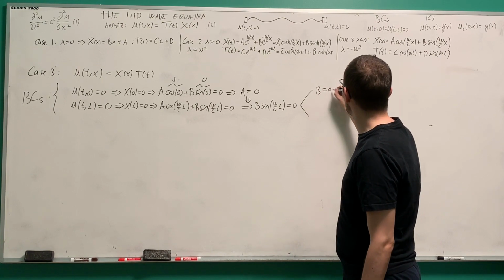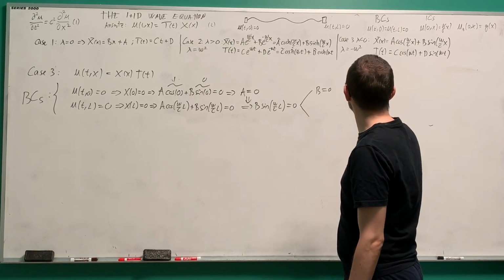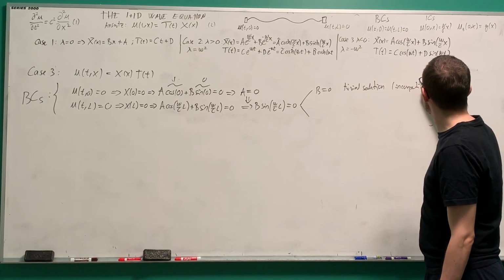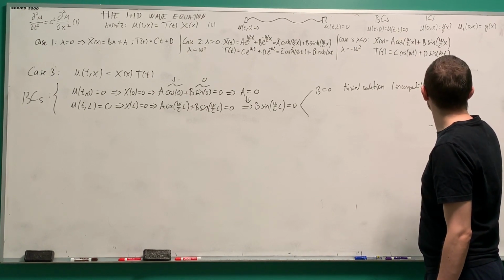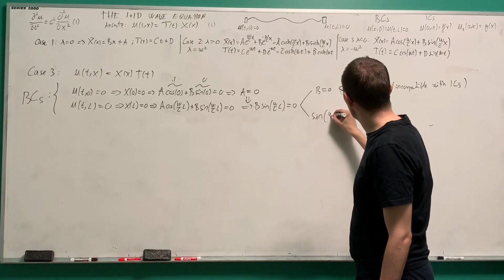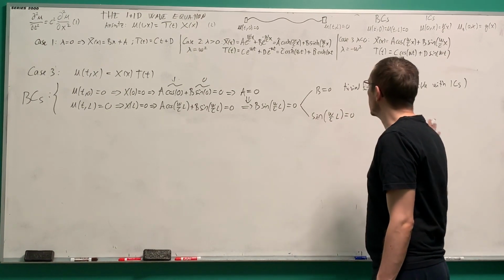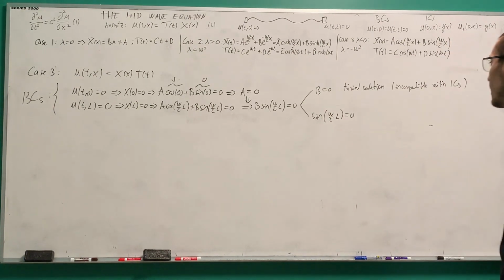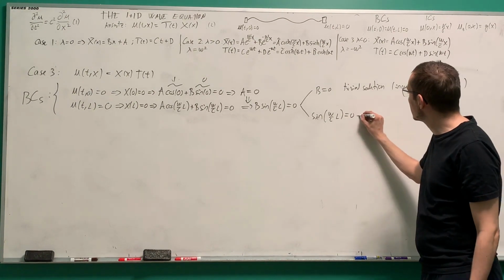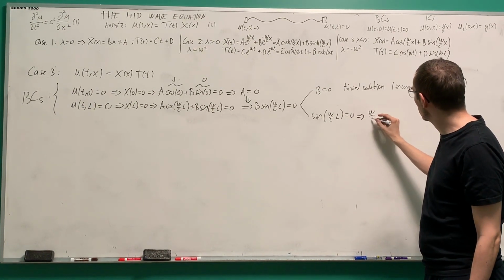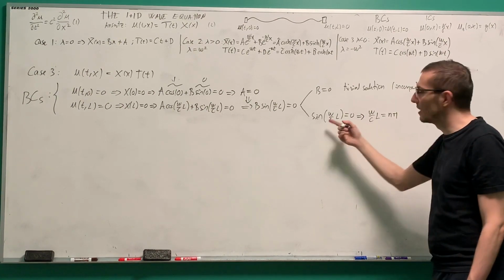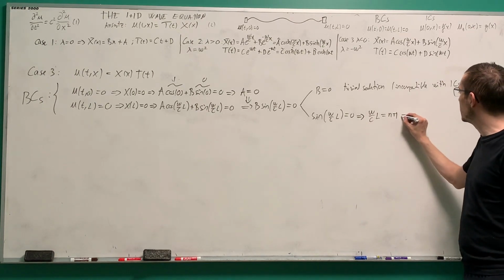It could be that B is equal to 0, but that gives me the trivial solution, which is incompatible with any non-trivial initial conditions. The other option is that the sine of omega over C L is equal to 0. And that gives me an infinite number of solutions. Remember, that allows me to compute the eigenvalues, the omegas here. This means that any values of omega for which omega over C times L equals n pi will cancel the sine. Wonderful, so that gives me an infinite number of omegas.